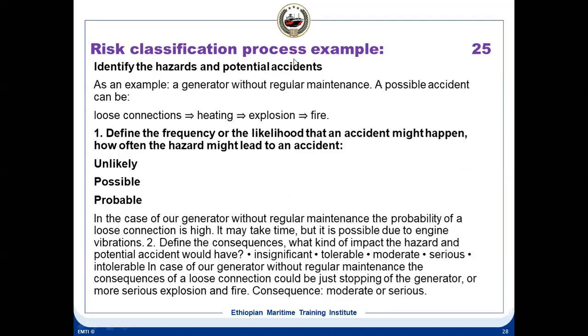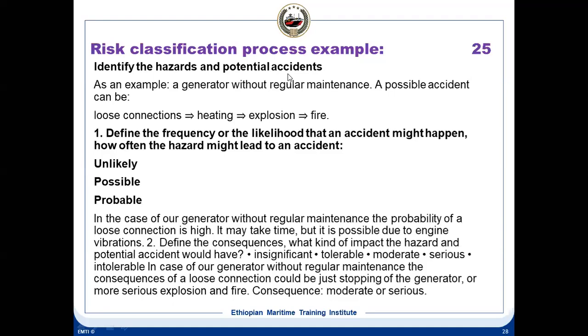So the risk classification process is simple. Identify the hazards and potential accidents. That is the first part. You must identify what the hazards are and what the potential accidents are. Simple example, when you are doing generator maintenance, what can the possible accident be? Loose connections, heating, explosion, fire. So these are the hazards and potential accidents.